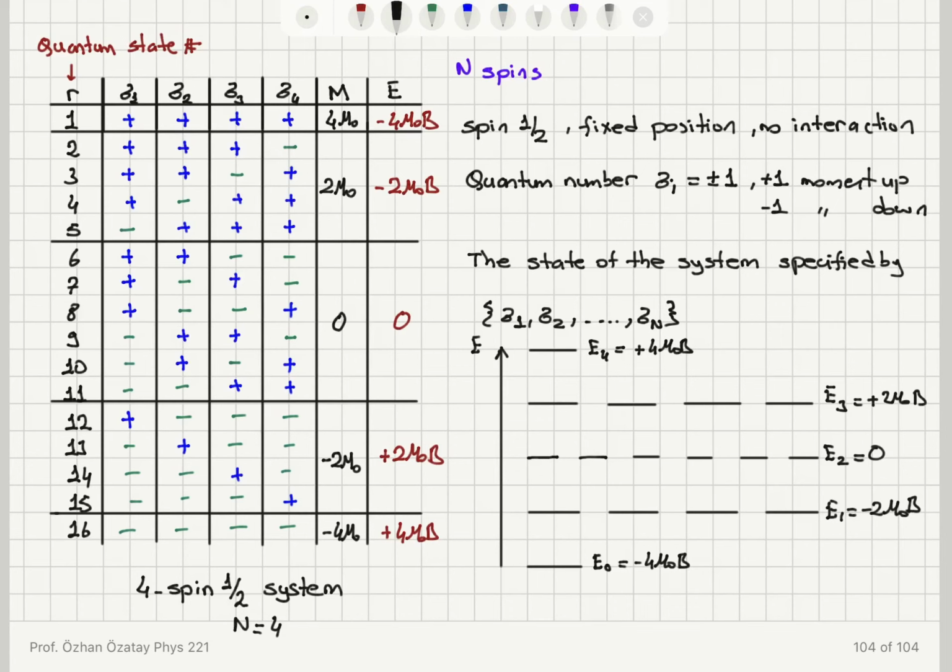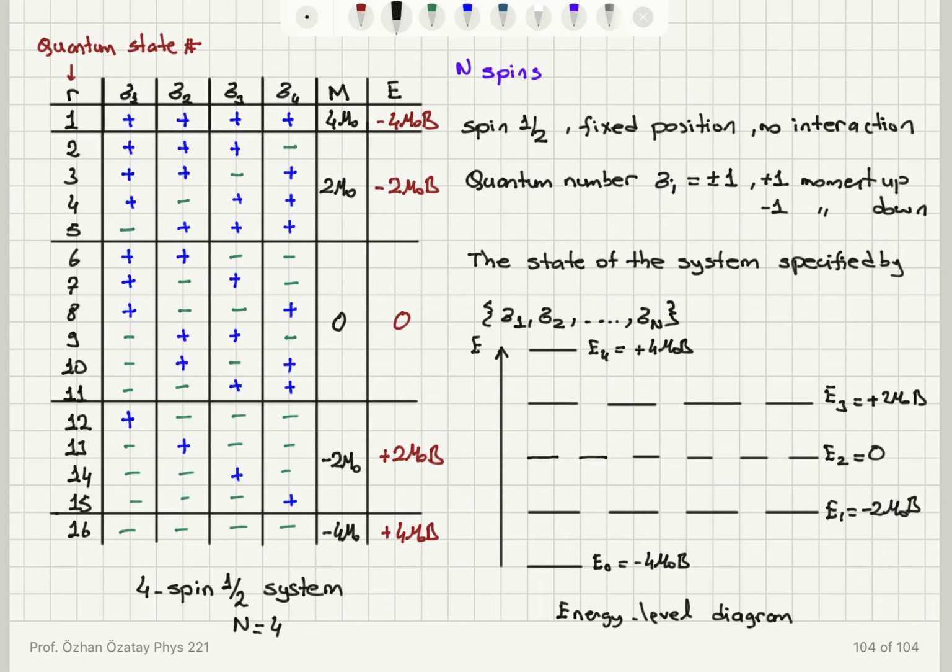For a specific example, I consider the 4-spin 1/2 system. There are the following possibilities: all moments up, 1 down, 2 down, 3 down, and 4 down. So I have 1, 2, 3, 4, 5 possible scenarios, and corresponding to these scenarios, I have different energy levels. So here is the energy level diagram for this 4-spin 1/2 system.